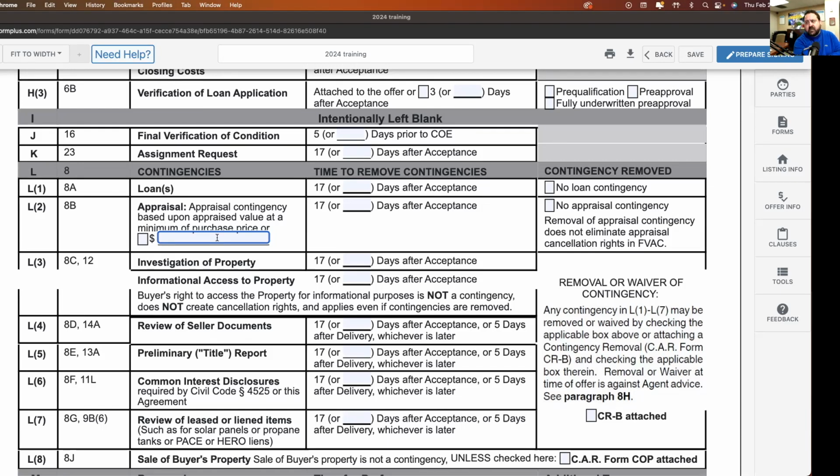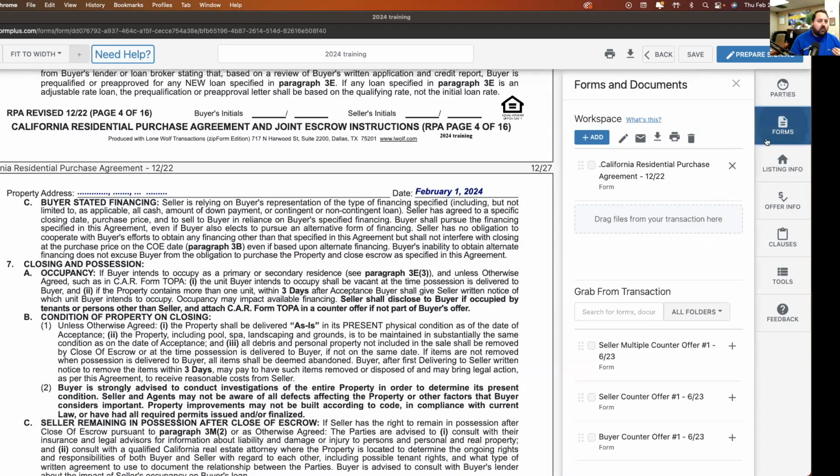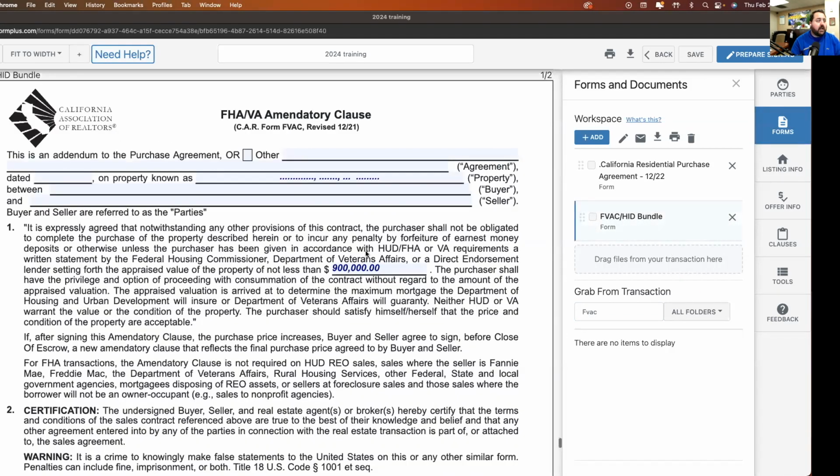Okay? Any other questions about the appraisal contingency itself? I'm going to talk about the FVAC here in a second, but any questions about the appraisal itself? Okay. All right. So let's look at what Giovanni mentioned, this section right here where it says removal of appraisal contingency does not eliminate the appraisal cancellation rights in the FVAC. Let's bring that up right now so we can look at it. So here is the FHA VA amendatory clause.